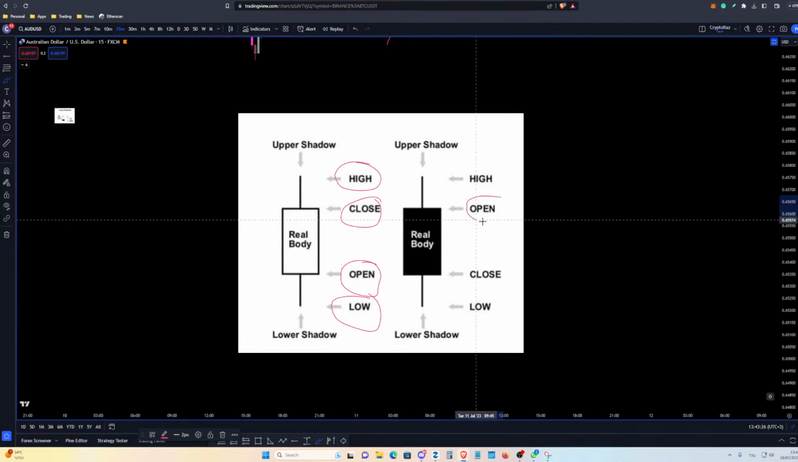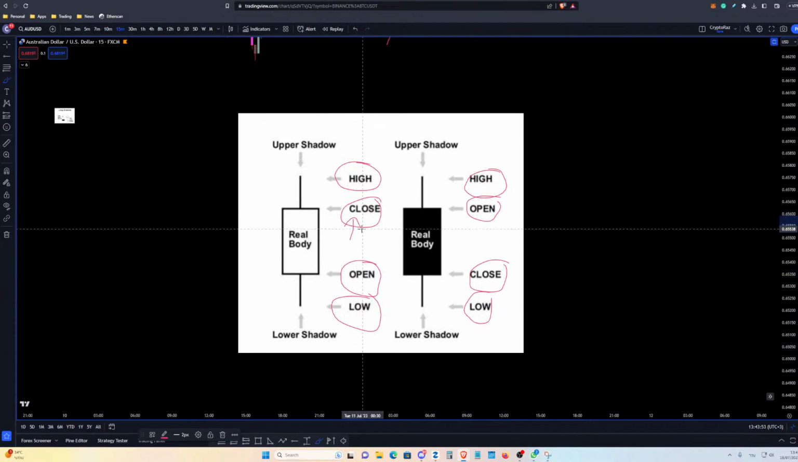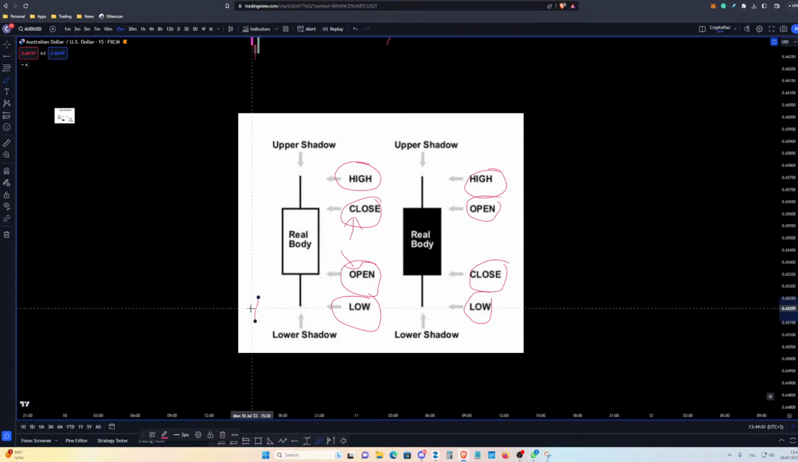Pay attention: open, high, low, close. This is a red candlestick, a bearish one, and this is a white one, a bullish candlestick, which is often shown as green. Colors really don't matter here. It's the structure that matters. So pay attention to this: if the close is above the open, we can say that the candlestick is bullish, meaning going up.